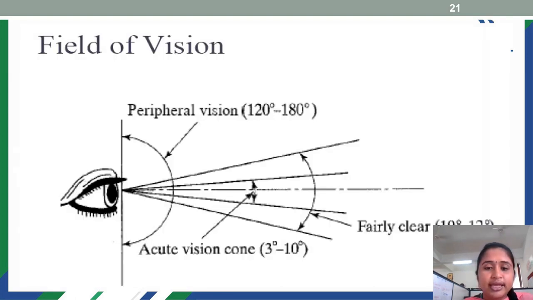See this diagram. Here the center line is the center line of the retina, and these two lines indicate the acute vision cone, that is about 3 degrees to 10 degrees, and these two lines indicate the fairly clear vision, that is about 10 degrees to 12 degrees, and this is about 120 to 180 degrees indicating the peripheral vision. You know that in acute vision the vision is clear, but in fairly clear vision the vision is clear and satisfactory, but a little bit difficult to identify the color and shape. And in peripheral vision, the vision is possible, but it is not clear.